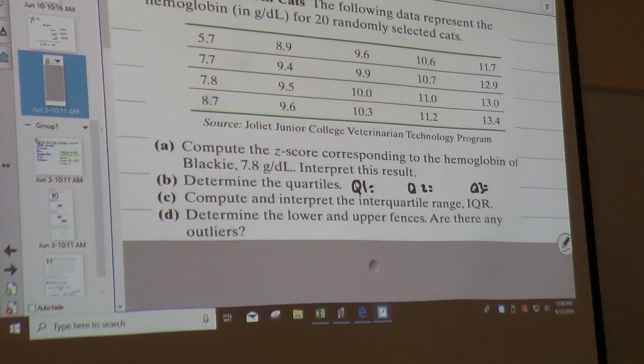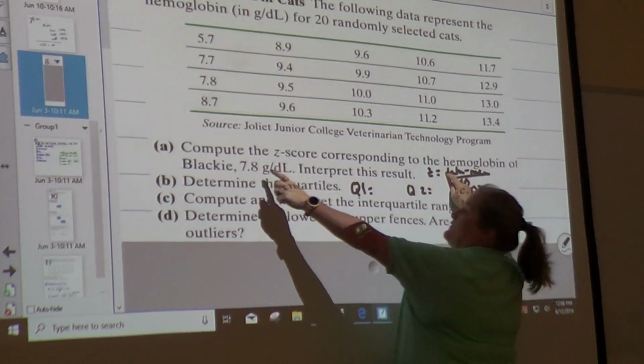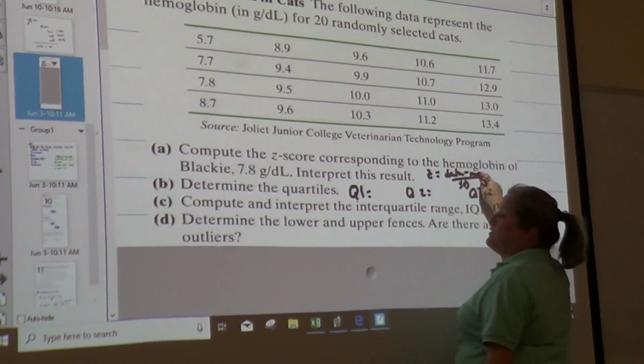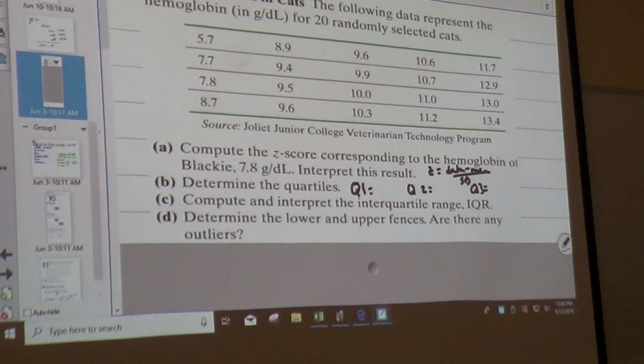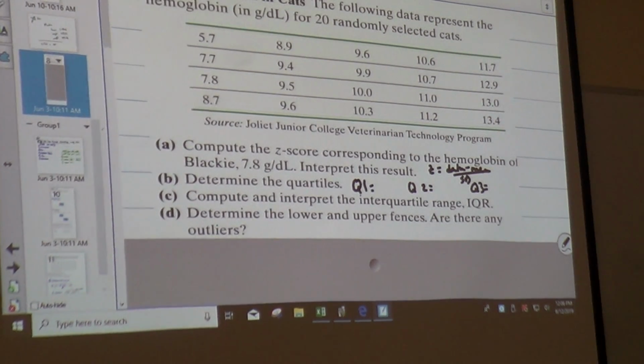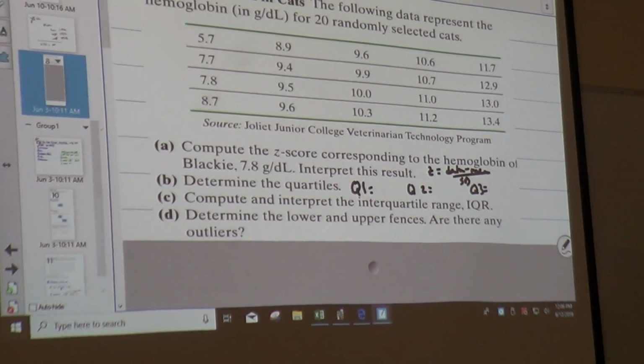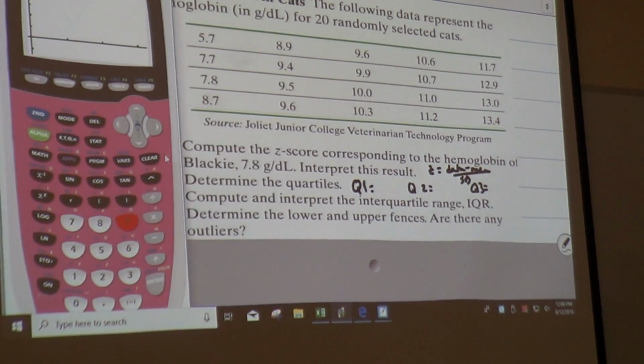All right, so in order to do the z-score, we have to do data minus mean over standard deviation. Well, the problem is, we know the data. The data is 7.8. We don't know the mean and the standard deviation. So in order to get the mean and the standard deviation, we've got to run one of our stats. Okay? So I'm going to go to my calculator.